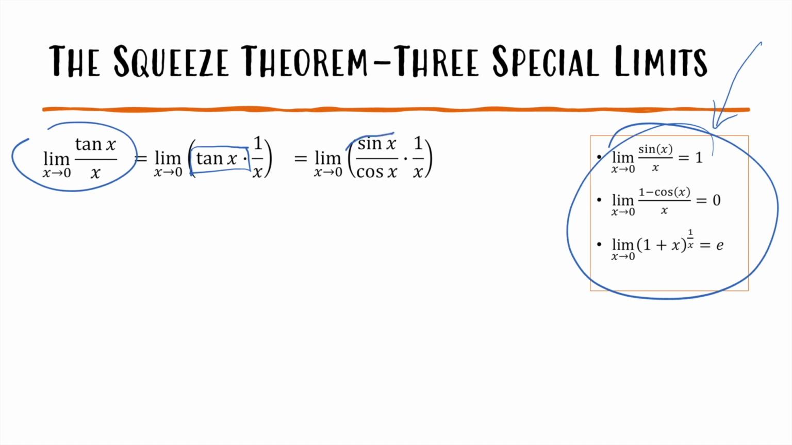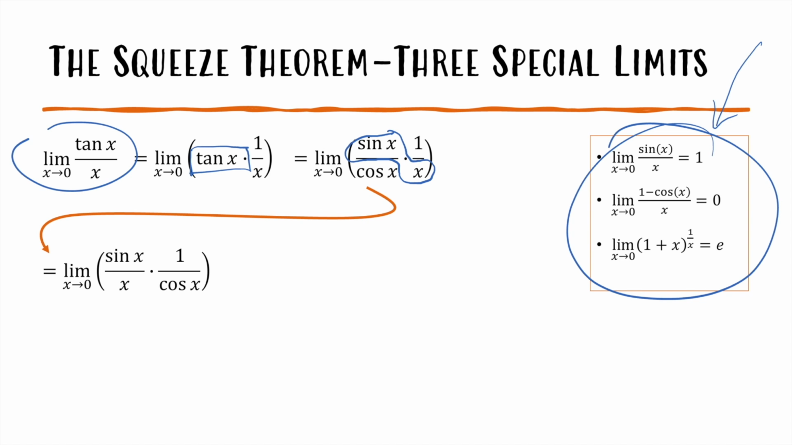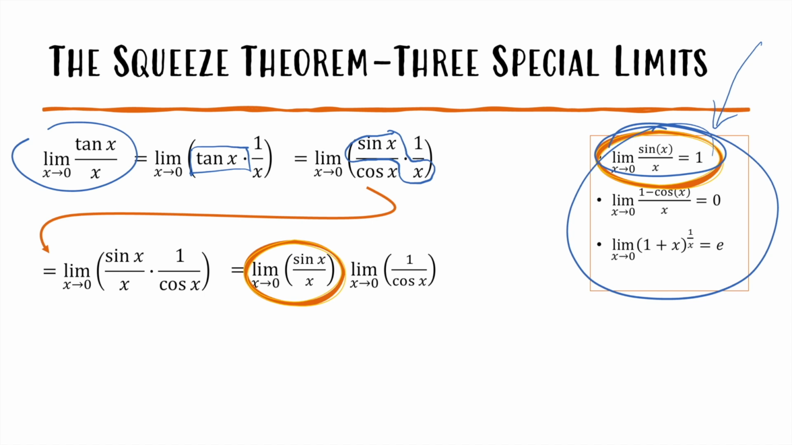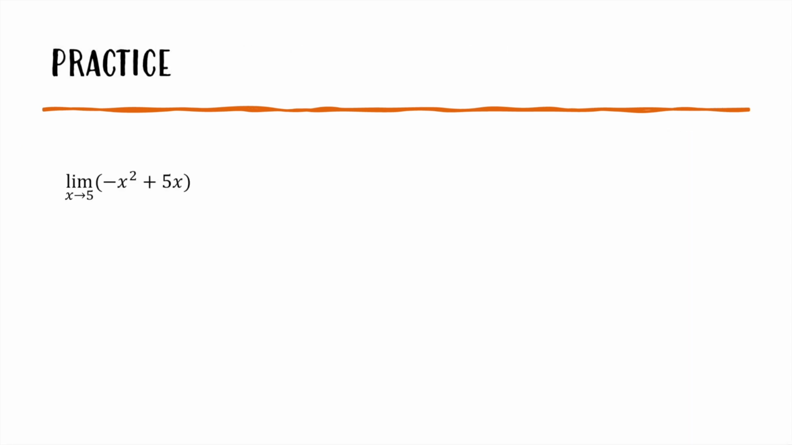Look, sine of x over x. If I can just rewrite this a little bit, now I see something that I know. The limit as x approaches 0 of sine of x over x is 1. And then the limit as x approaches 0 of 1 over cosine 0 is also 1. All right, let's just put it all together with some practice.